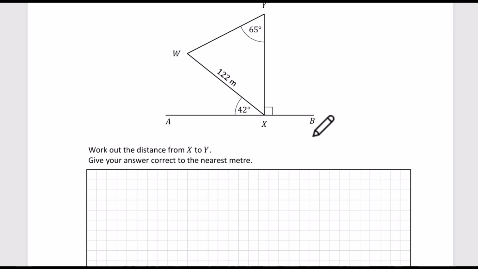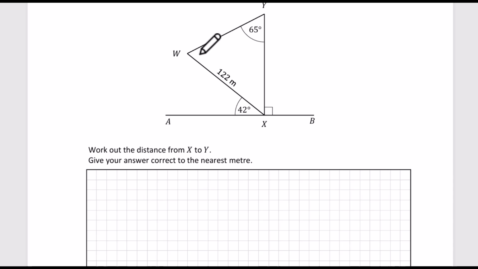Okay, so what we got here is a non-right angle triangle, so we can't use Pythagoras' theorem or sine cos tan directly anyway. So what we're going to do is use the sine rule. So we're going to say sine of 65 over this here is equal to sine of this angle over this side here. We've got to find XY. Now the problem is we don't know this angle here. We've got to work this one out.